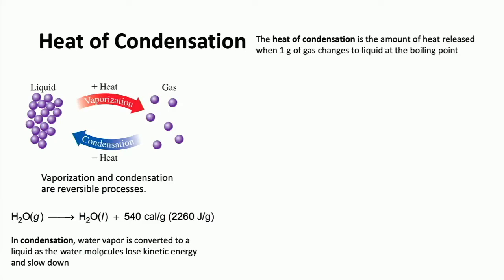So the same thing can happen again, where if you have water as a gas, water vapor, and you cool it down, it condenses. The water becomes liquid, and you release 540 calories per gram, or 2,260 joules per gram, right? So the definition of condensation is when water vapor is converted to liquid as water molecules lose their energy and slow down.